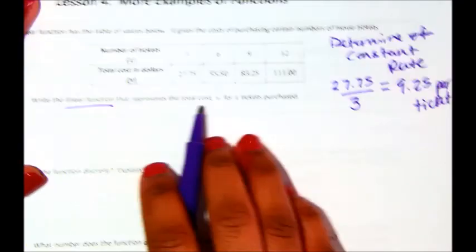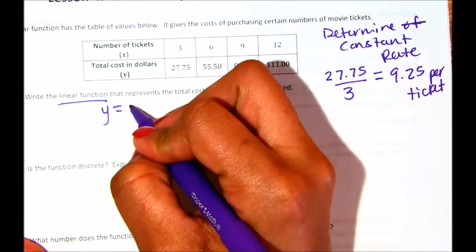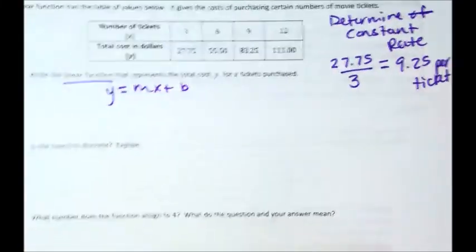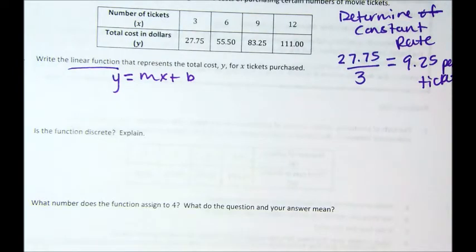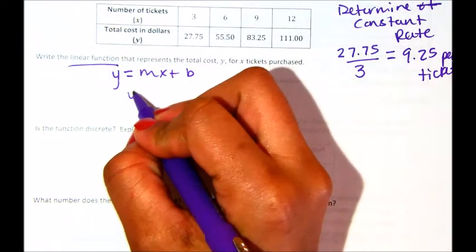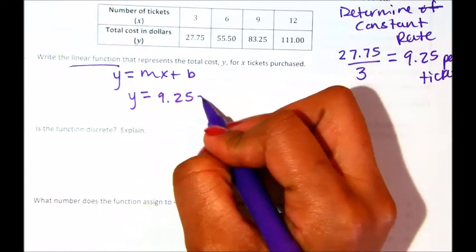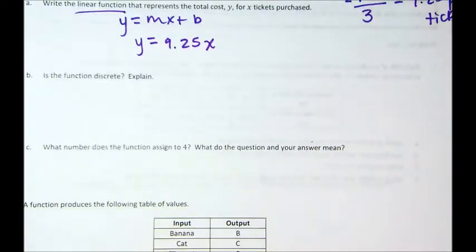So we want to write the linear function that's going to represent the total cost for tickets purchased. I know that I want this equation to be in slope-intercept form, where m represents my given distance over my given time and b represents my initial value. What does that equation look like? Y equals 9 and 25 hundredths x. Is the function discrete? Explain. The function is discrete. You can't have half of a movie ticket, therefore it must be a whole number of tickets. And that should make sense to you.